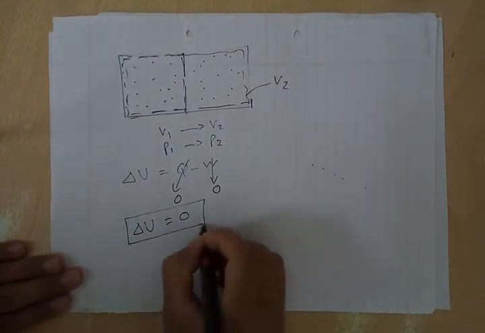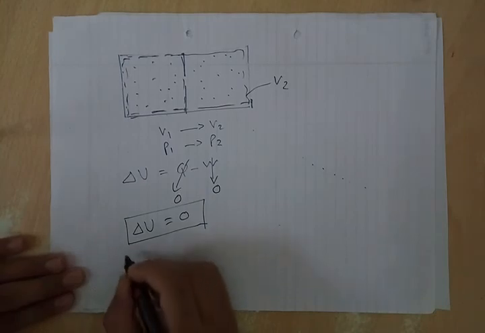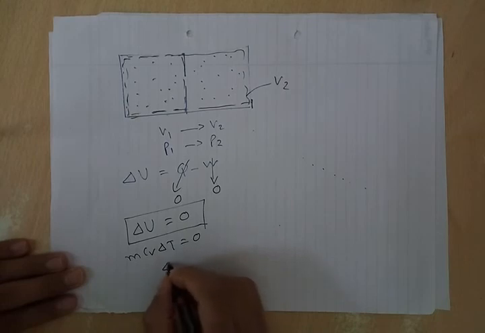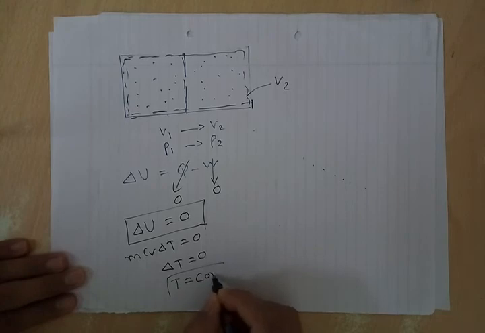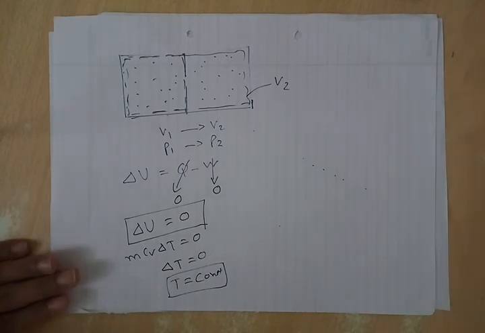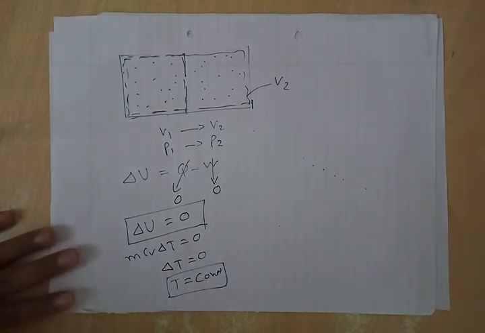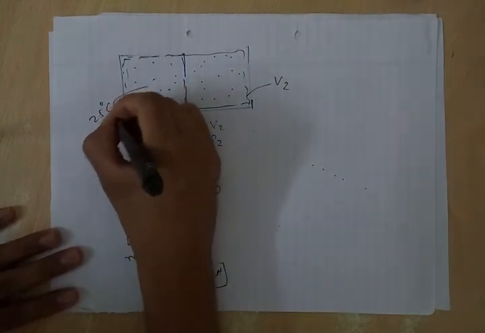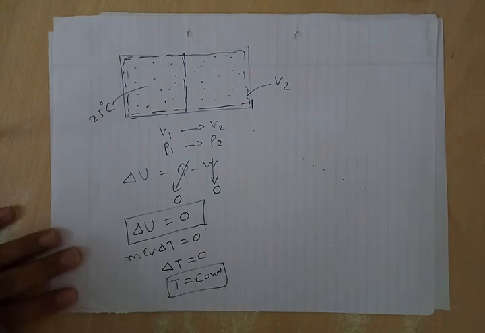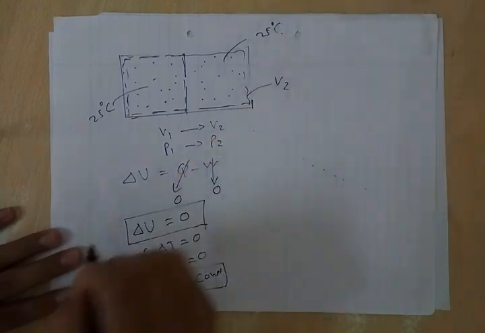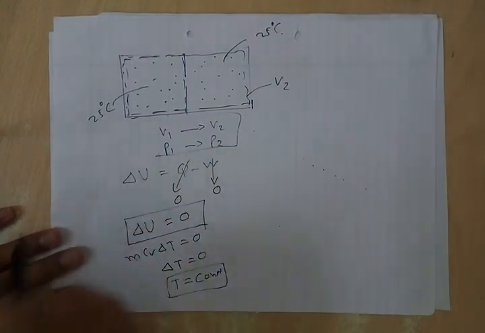This is an important derivation. Now this is an ideal gas, so we can use m Cv dT, delta T is equal to 0. So that means delta T is equal to 0. Hence T remains constant. So the temperature of the gas will remain constant throughout the process. Before the expansion, let us say the gas has a temperature of 25 degree centigrade. Then after this expansion took place, it will have the same temperature of 25 degree centigrade. However, pressure and volume change.